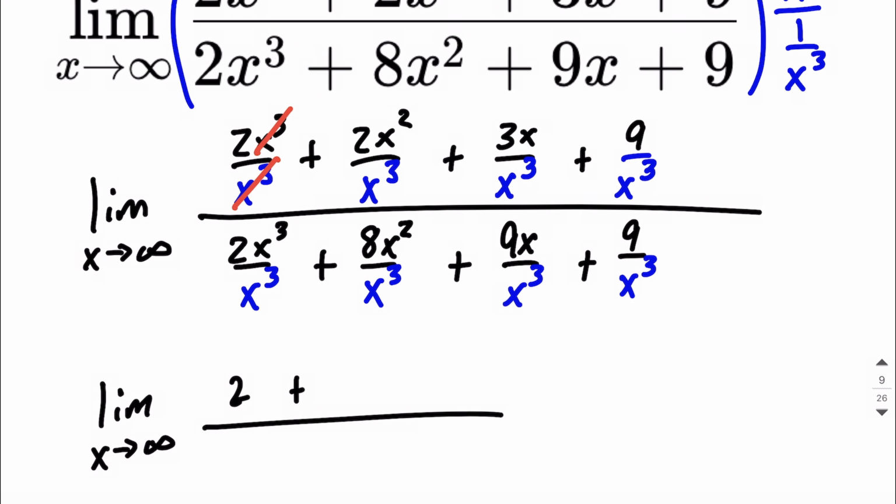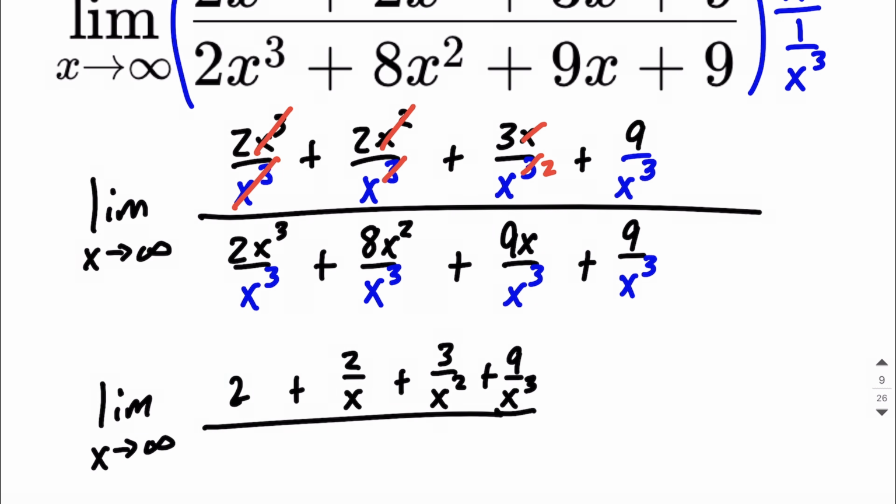The next term is going to have 2 x's cancel out with 2 of these x's in the denominator. That'll leave us with 2 over x. Next one, we only get to cancel one of these with one of those, so we still have 2 remaining in the denominator. So 3 over x squared. And then finally, the plus 9 over x cubed comes along.